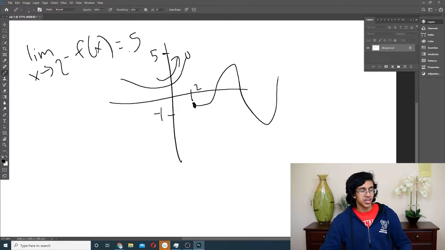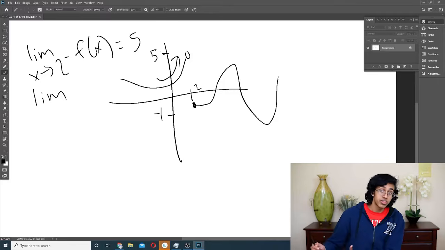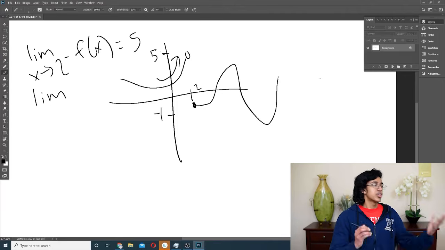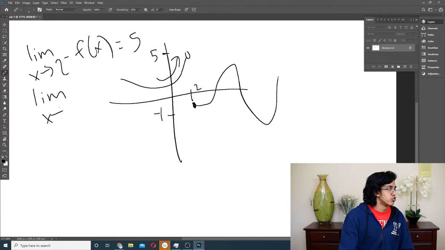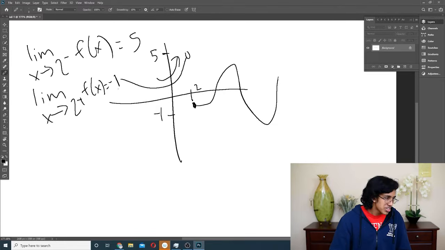However, if we approach from the other side, it's completely different. So if we do the limit from the right side, which is the positive side of the graph, right? Because as you go to the right on the x-axis, it becomes positive. You basically get that the limit as x approaches 2 plus of f of x is equal to negative 1. Wow! Okay, very cool.